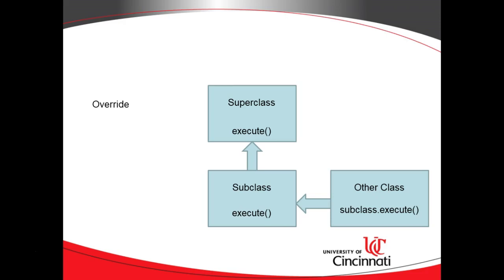This is overriding. Think about our Prius and the Go method. The Go method in Prius is overriding a Go method in Vehicle. So this is what we call overriding. When we invoke the execute method on our subclass object, we're going to get the execute method here, which is overriding the execute method of the superclass.